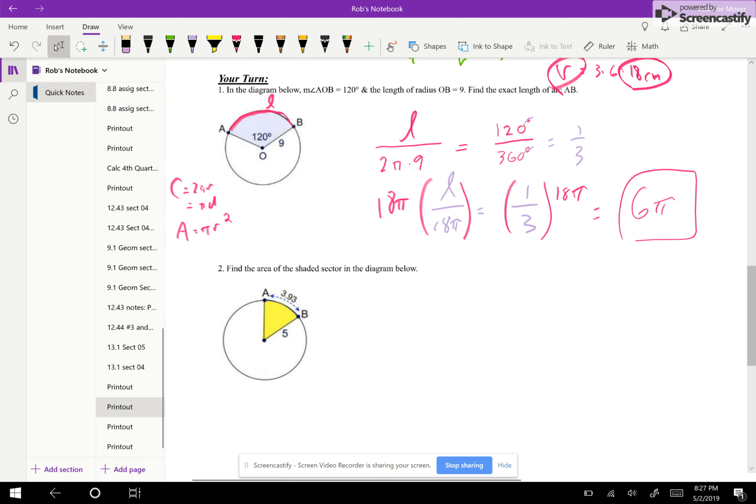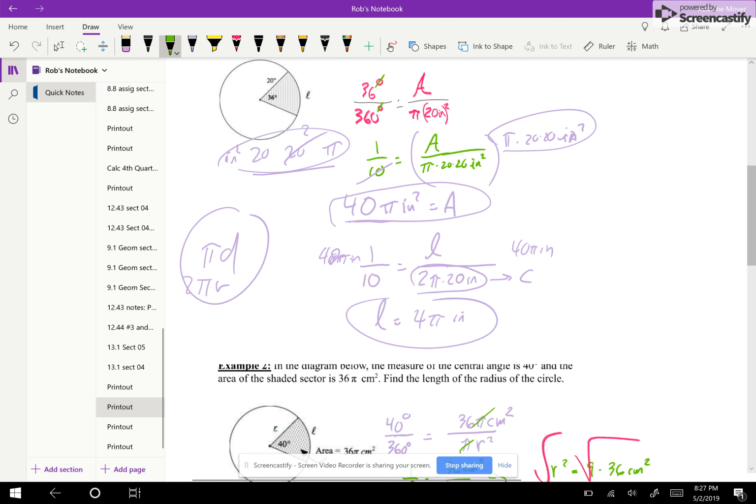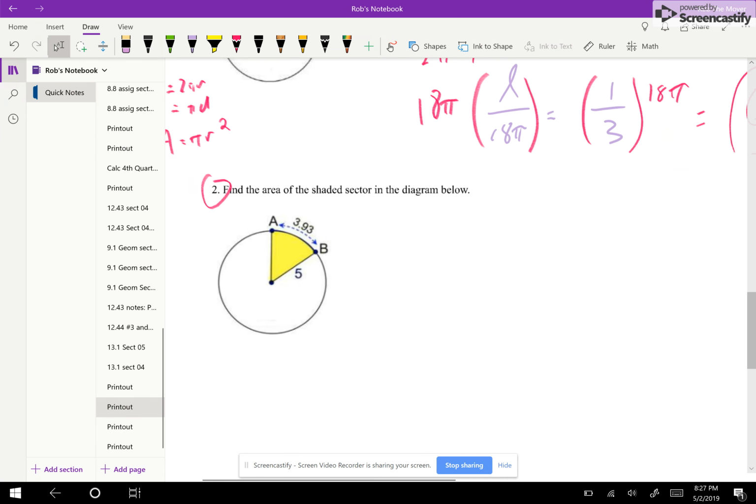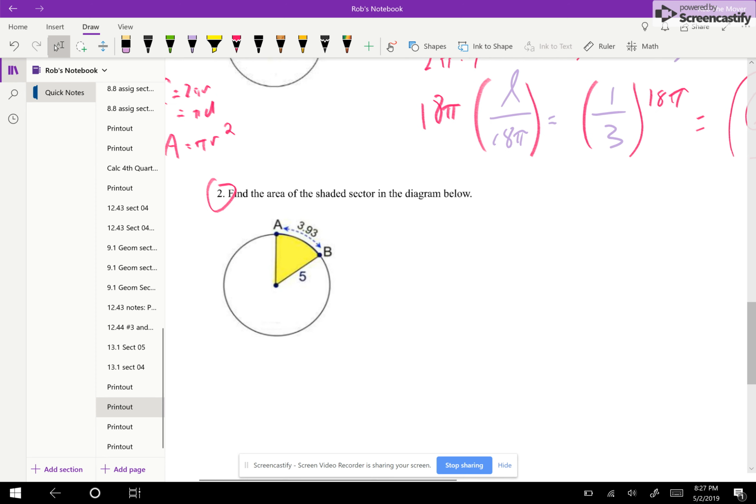Okay, this one's a little bit different. Number 2, we use a different color. This time, we are given the arc length. We haven't had any problem where we're given the arc length, have we? I don't think so. We've always had to find the arc length. So this is interesting. So 3.93 is the arc length.